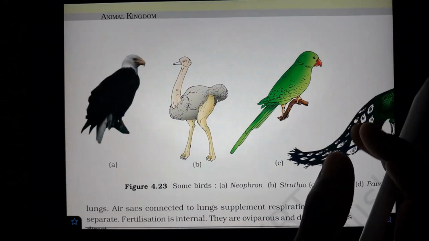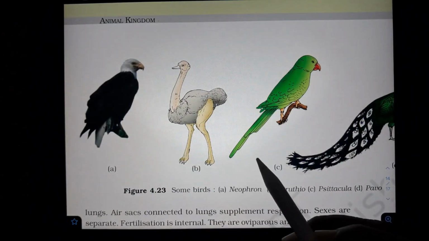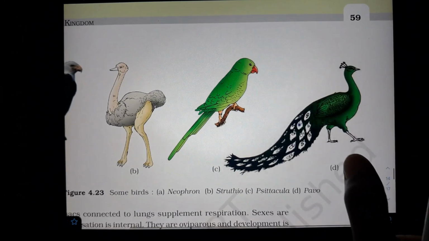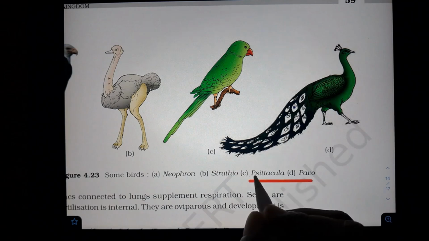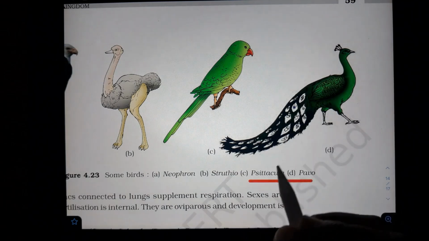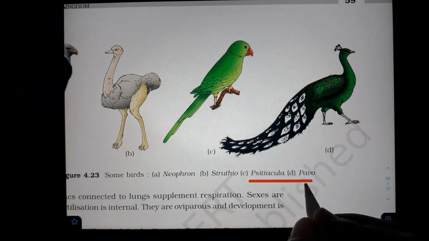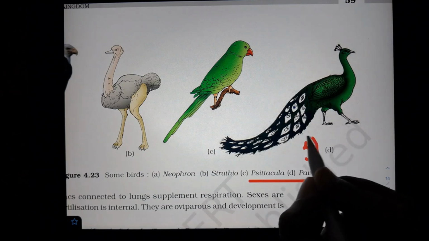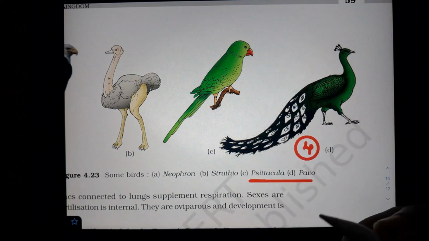You can see here vulture, Neophron; Struthio, ostrich; Psittacula, parrot; Pavo, it is peacock. Most students confuse between them. Psittacula means parrot. Most of them write peacock. It is parrot. Pavo means peacock. Okay, see the four-letter word. The four-letter word is Pavo, peacock. The parrot will be the longer word: Psittacula.